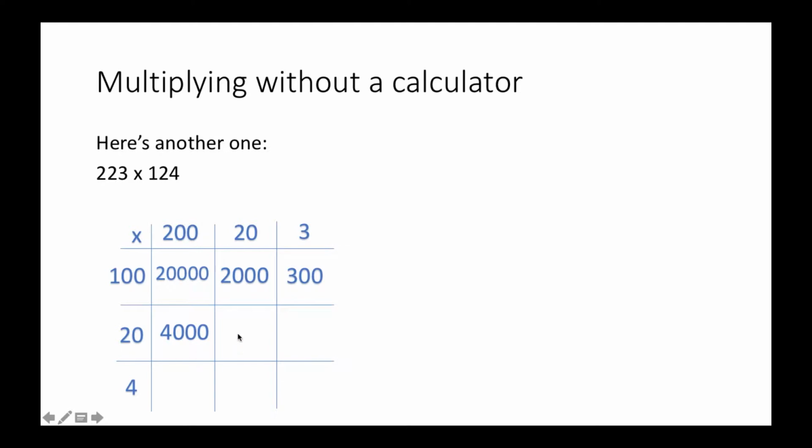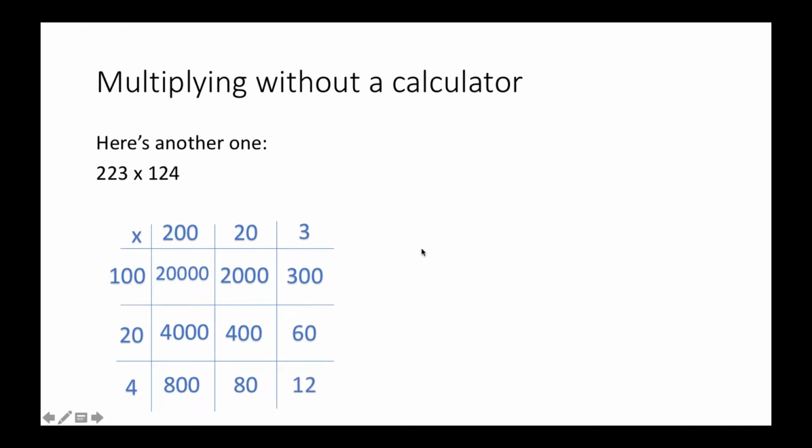And then 2 times 2 is 4, and only 2 zeros this time. And 2 times 3 is 6 and 1 zero. Okay, almost finished. 4 times 2 is 8, and we add 2 zeros. 4 times 2 is 8, and we add 1 zero. And 4 times 3 is 12.